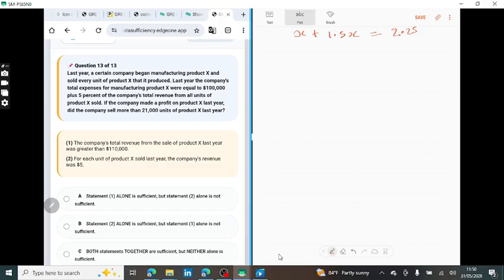We don't know how much they are selling it. What we do know is that they need to sell enough that after paying the $100,000 and the 5%, they still have money, since they said they made a profit. But how much is one unit? We don't know, right? They don't need to sell 21,000.